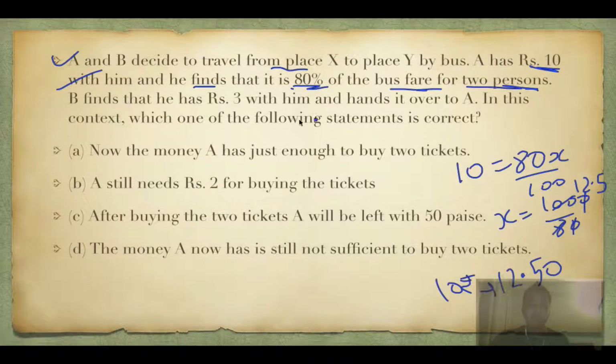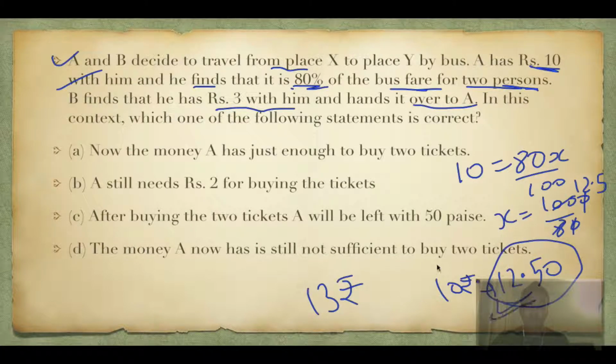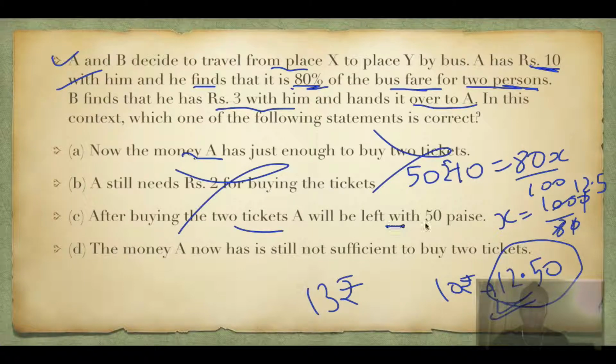Now let's see what the question is. B has 3 rupees with him. He hands it over to A. Okay, so now A has 13 rupees, and the cost of two fares is 12.5 rupees. Now A has just enough to buy two tickets. No, A has 50 paisa more. A still needs 2 rupees. Absolutely wrong. A, after buying the two tickets, will be left with 50 paisa.